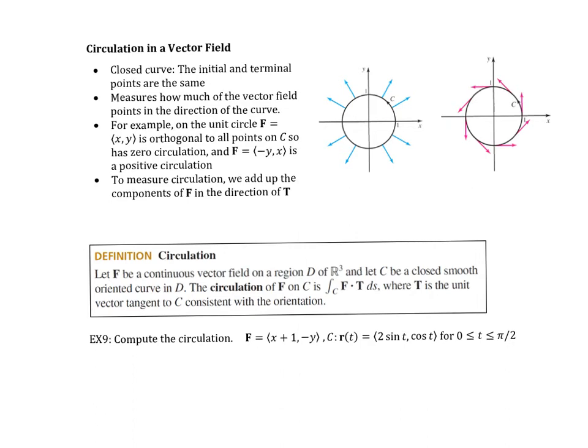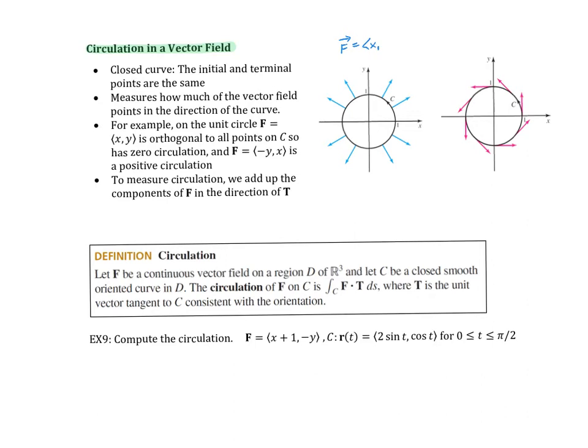So circulation is what we're talking about right now. Circulation in a vector field. If you look at this first diagram, this is an example where you see the blue vectors that represent our vector field, and we have our curve. All of those vectors happen to be orthogonal to the curve. And in this case, this would be the vector field. This is a radial vector field, right? Where it goes outward.